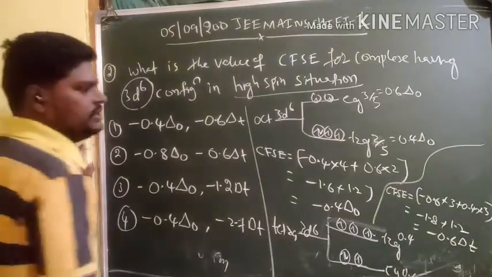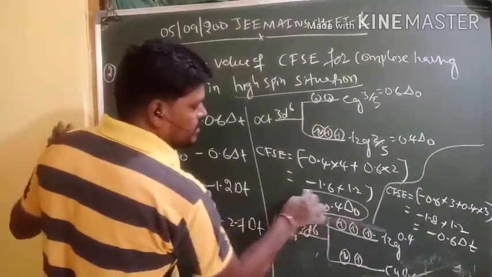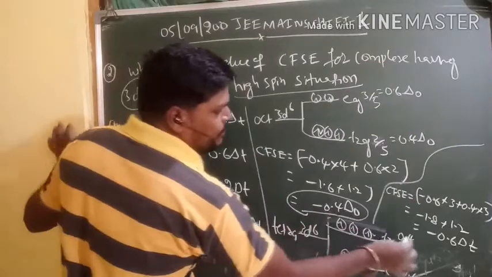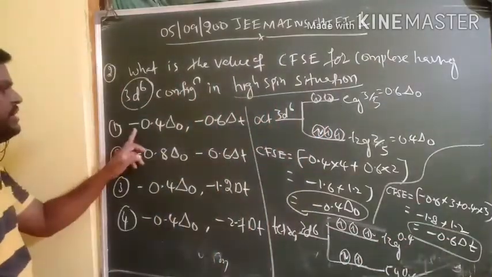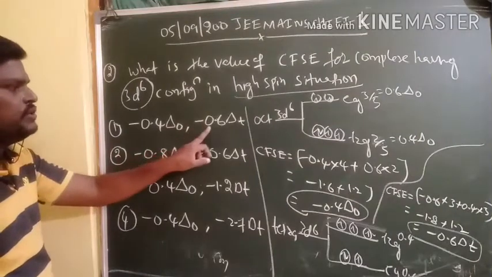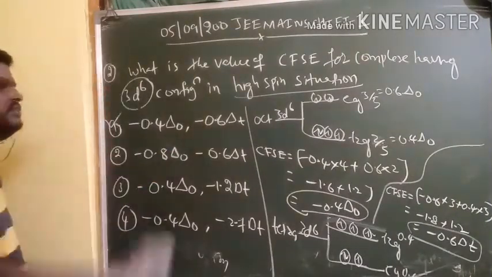So octahedral is minus 0.4 delta O and tetrahedral is minus 0.6 delta T. So the first option is correct.